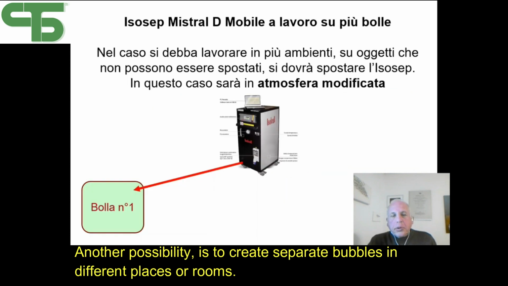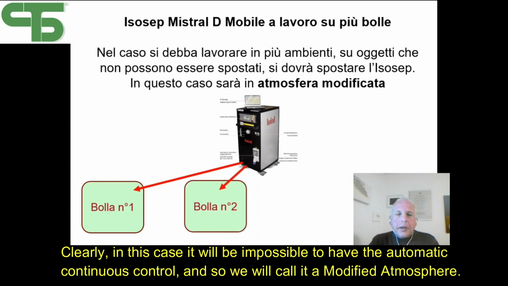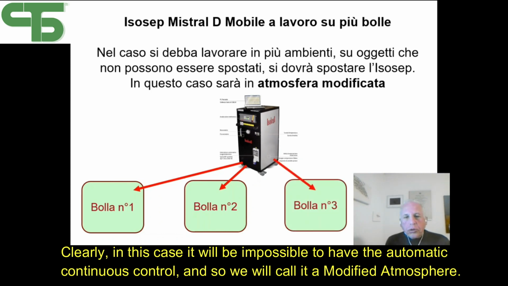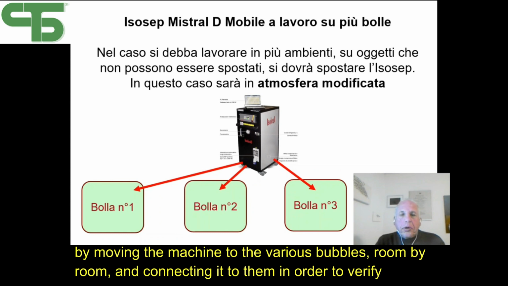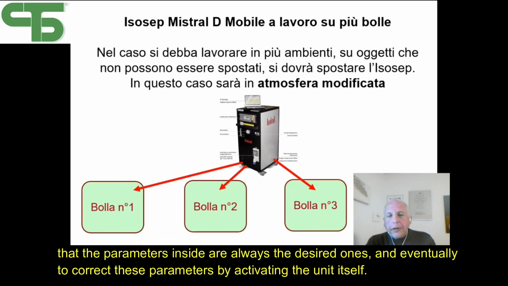Another possibility is to create separate bubbles in different places or rooms. Clearly, in this case, it will be impossible to have the automatic continuous control, and so we will call it modified atmosphere. In this case, it will be important to use a very effective barrier system, and from time to time to monitor the bubble environment by moving the machine to the various bubbles room by room and connecting it to them in order to verify that the parameters inside are always the desired ones, and eventually to correct these parameters by activating the unit itself.